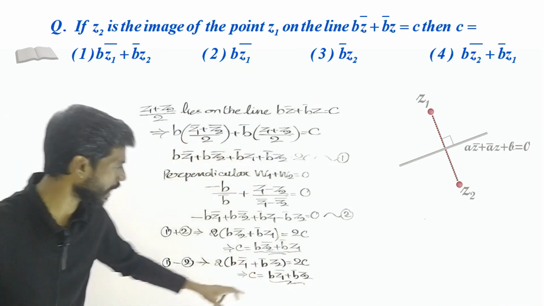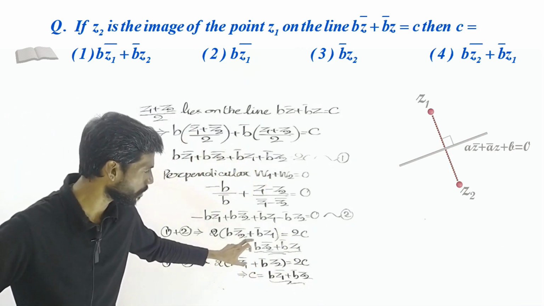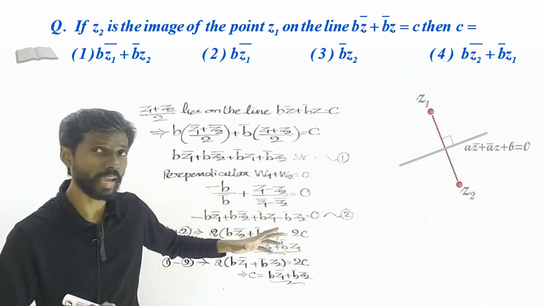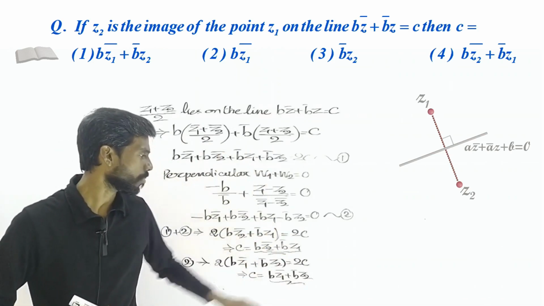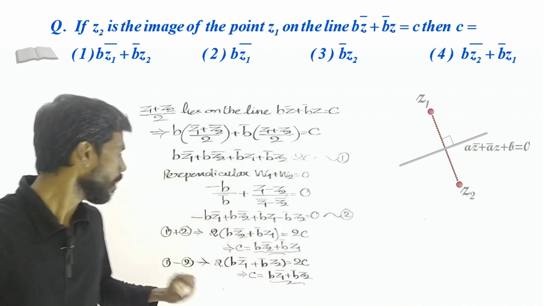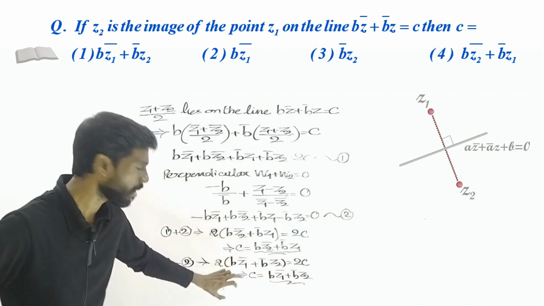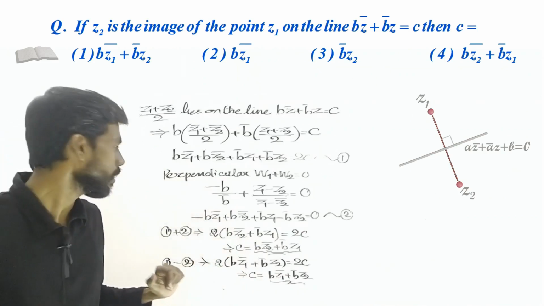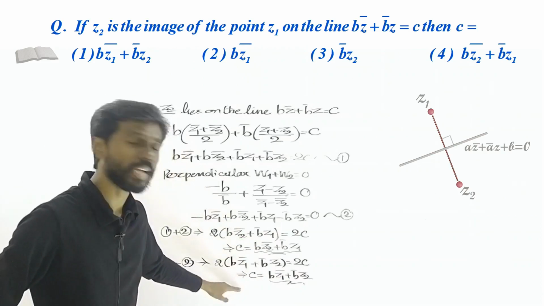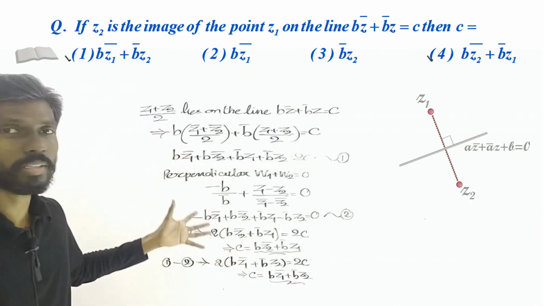That means we understand that this expression b z2 bar plus b bar z1 is the same as b z1 bar plus b bar z2. That's what we understood from this. Now whichever is given in the option, that you can choose, right? So both can be taken as the value of c. So whichever is given, that is our answer.